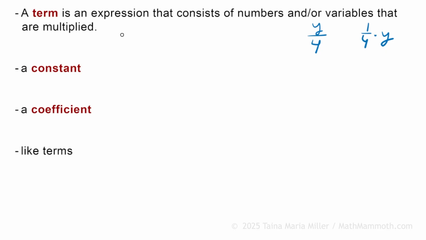However, here's an expression that is not a term. There's a subtraction there. This is actually an expression that consists of two terms. S is a term and 2 is a term, and they are separated by subtraction. Then a constant. Constant is easy. It's a term that is just a number, such as 18 or 0.34 or 7/6. All of those are constant terms.